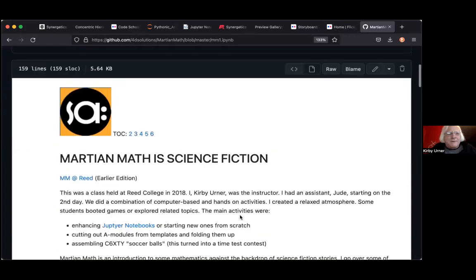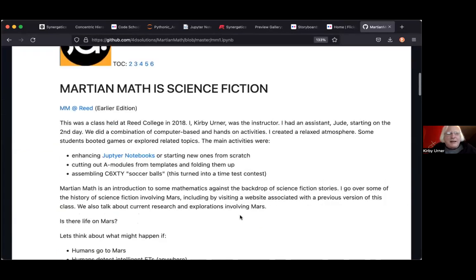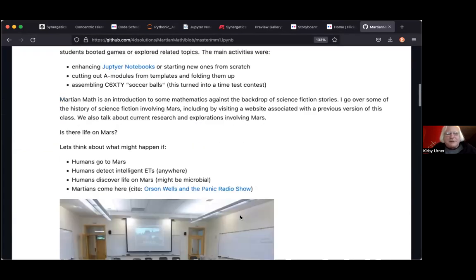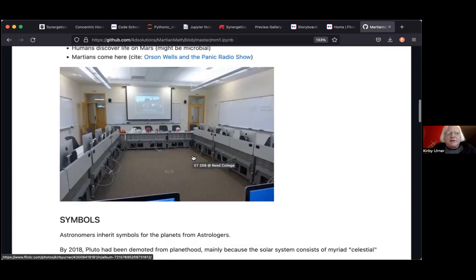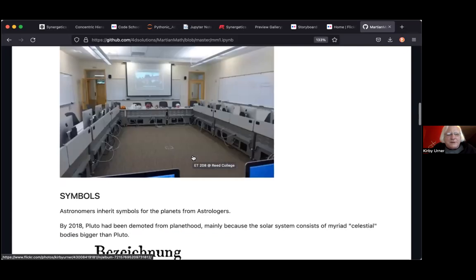So this would have been a few years ago. And the thing about Jupyter Notebooks, here's the classroom that we're using. The kids each get a fancy Mac. Remember, this is Reed College, a very well-endowed college. And I have lots more pictures from here.